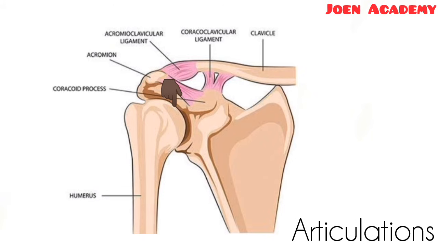The glenohumeral joint is between the glenoid fossa of the scapula and the head of the humerus. We commonly refer to this joint as the shoulder joint. The acromioclavicular joint is the joint that is between the acromion of the scapula and the clavicle.